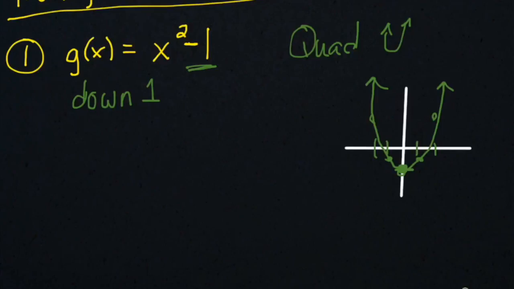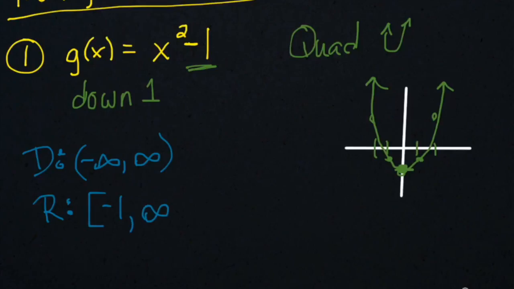Alright? The next piece we're going to do is our domain and range. So for our domain, remember, we're going to go where? We're going to go, well, this always goes from negative infinity to positive infinity for a quadratic. My range, however, now starts at negative 1. So I'm going to go from negative 1 up to infinity. Remember, the negative 1 gets a square bracket because it is included in the range of the function.